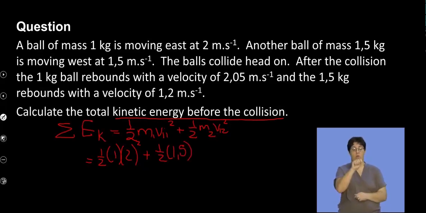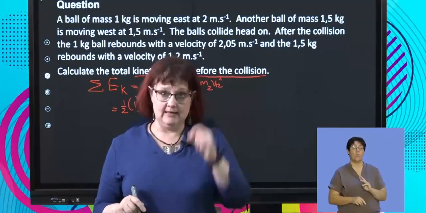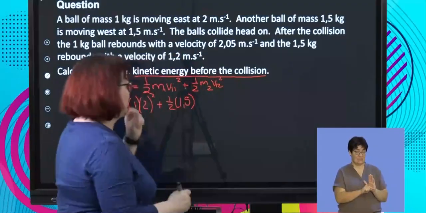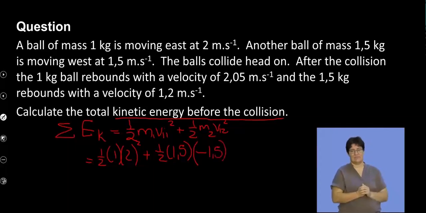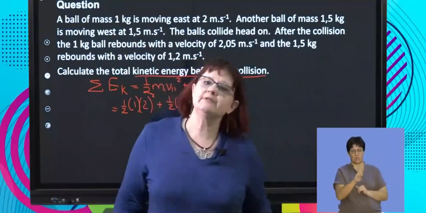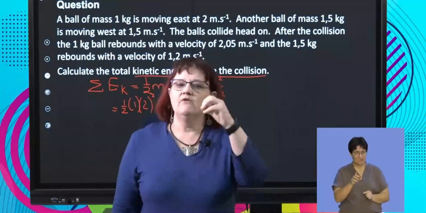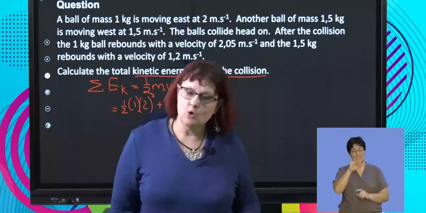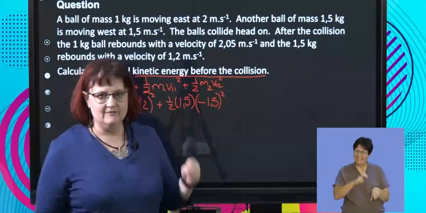Now we take note. Its velocity was west. West is negative. I have to substitute in the negative. I know that when I go negative 1.5 squared, I'm going to get a positive answer. That's not the point. Velocity is a vector. When I substitute in the vector, I have to keep the negative as part of that.